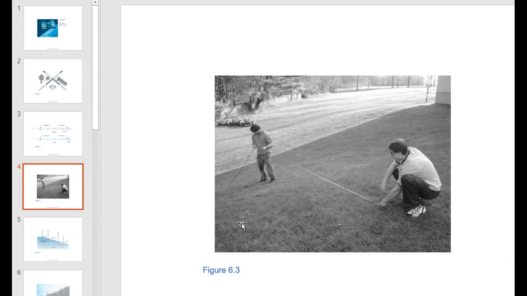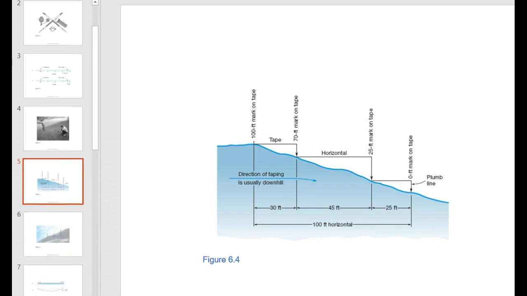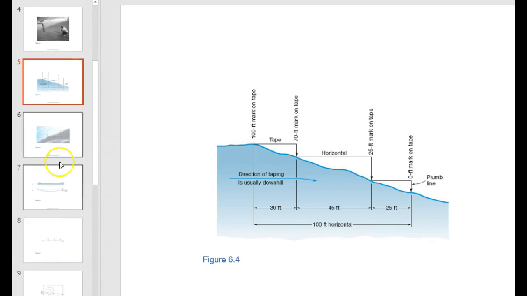This is how you measure a horizontal distance on a slope. Now, in our last vlog, we had talked about measuring a slope distance and correcting it to a horizontal distance, which I think is somewhat preferable, but sometimes this can be handy as well. So once again, just the idea of breaking tape in order to get horizontal distances.